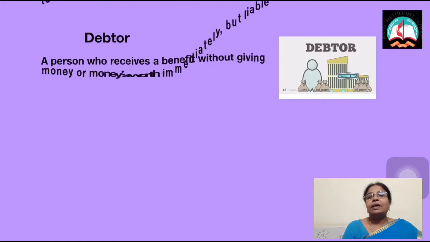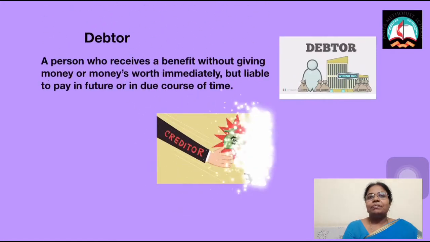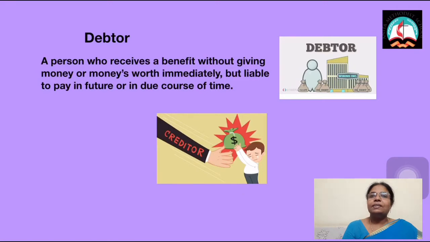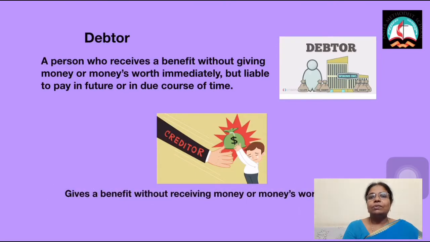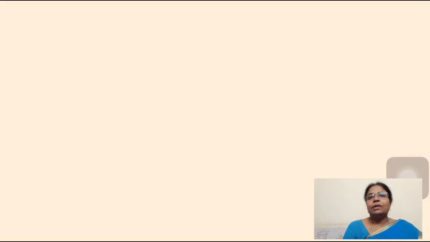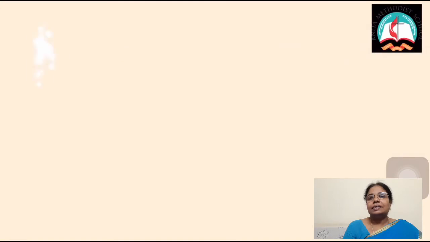Next we'll see about debtor. A person who receives a benefit without giving money or money's worth immediately but is liable to pay in future or in due course of time is called a debtor. Creditor means one who gives a benefit without receiving money or money's worth.